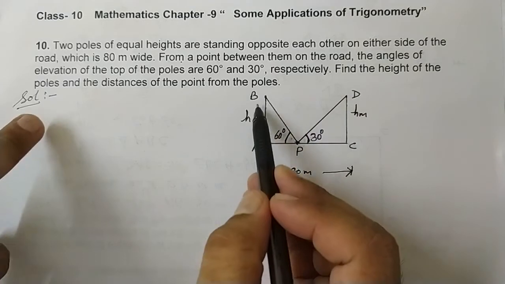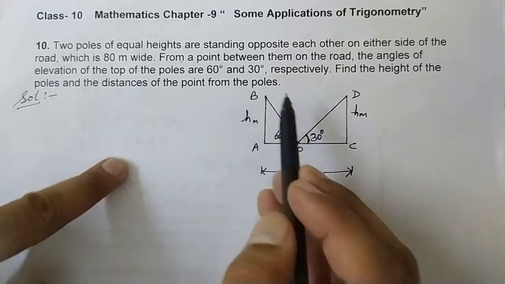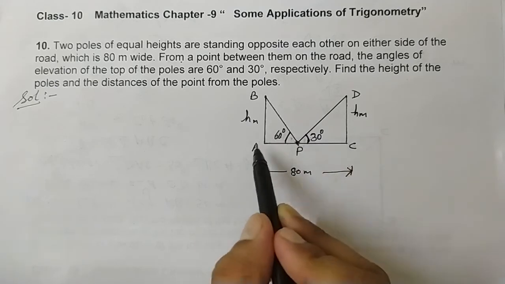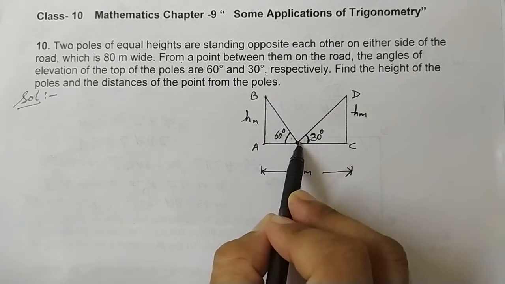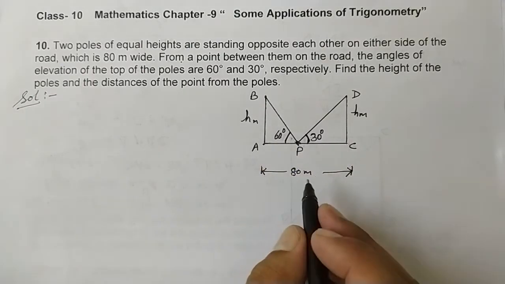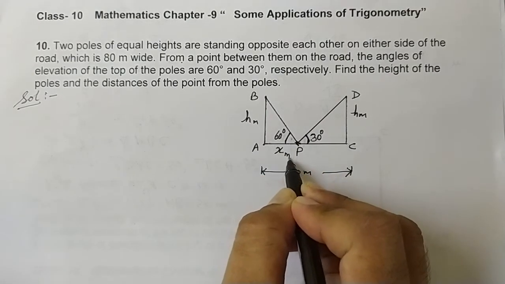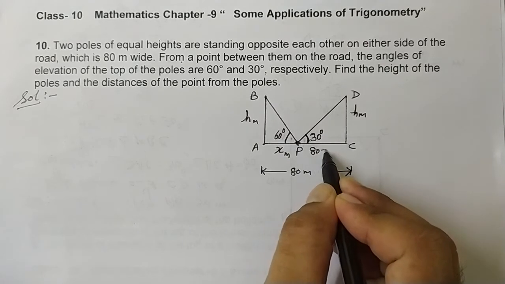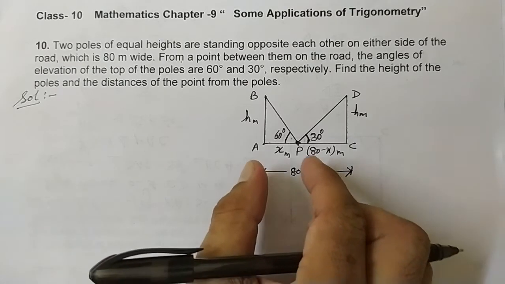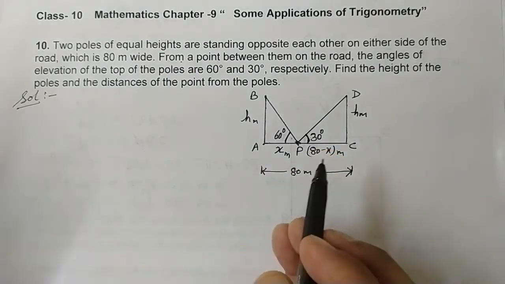So we need to find out the height of the poles, that means h, and the distances of the point from the poles. What is the distance of this point from pole AB, and what is the distance of this point from pole CD? It means AP and PC we need to find out, and h also. Suppose AP is x meter, then PC will be 80 minus x meter, because full length AC is 80 meter.